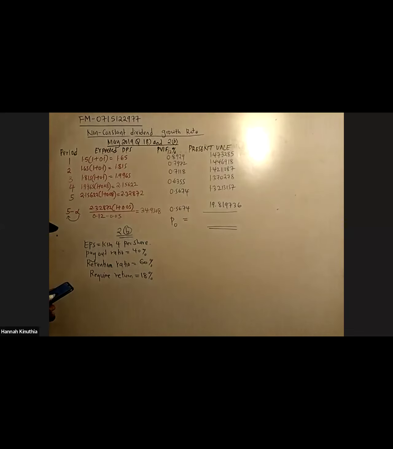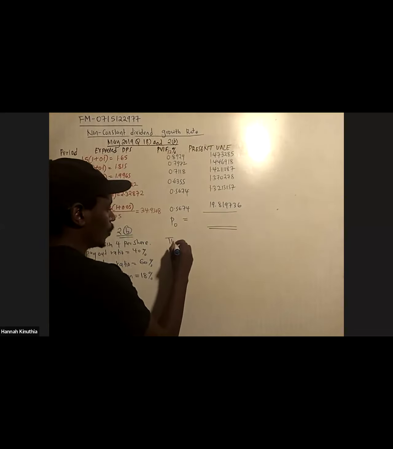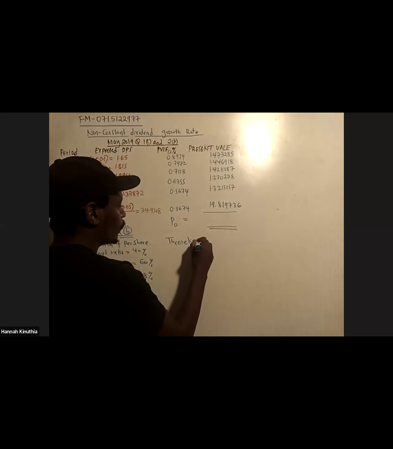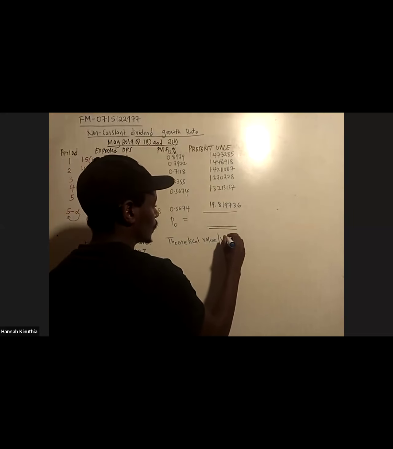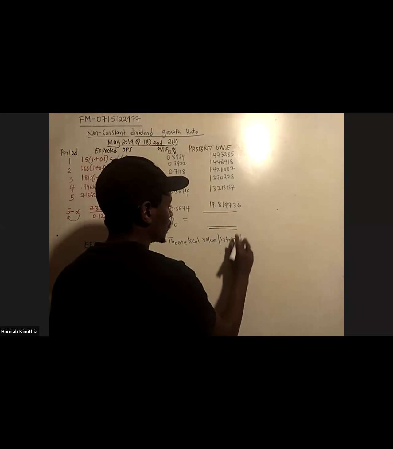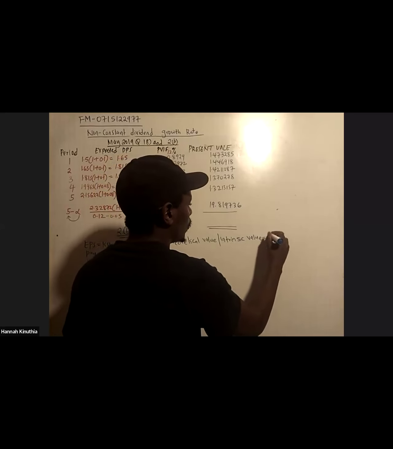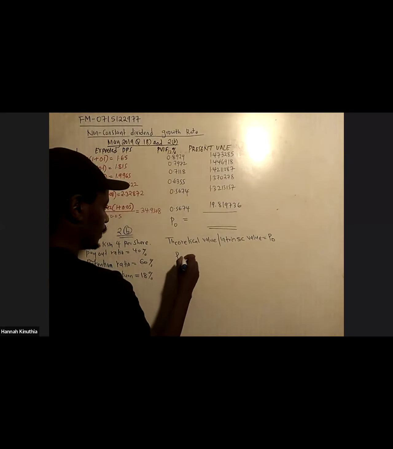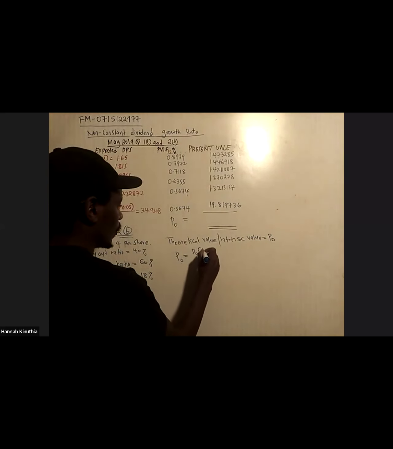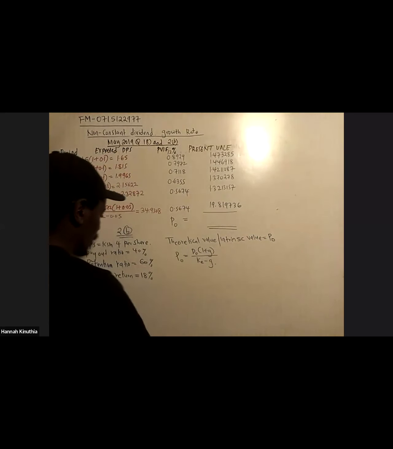Now we need to find the theoretical value. Theoretical value is the same as the intrinsic value, which is the same as P0. That is the same thing. So we know that P0 is equal to D0 (1 plus g) over (Ke minus g). So we need to find those items.